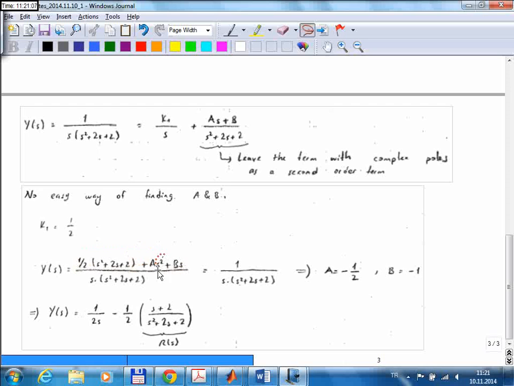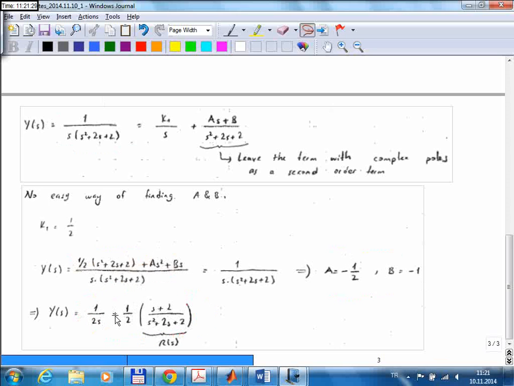The S square term is A plus 1 over 2. The S term is B plus 1, and the constant term is 1. So these are your A and B values. Once you do that, this is your function. So the original function can be written in this form.